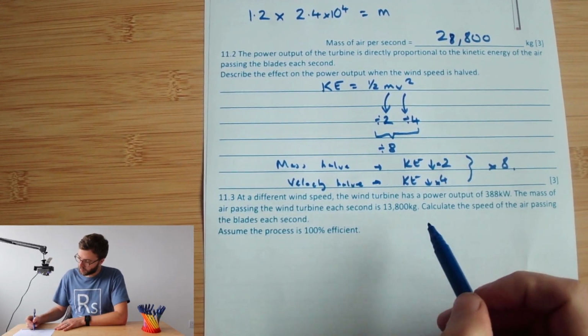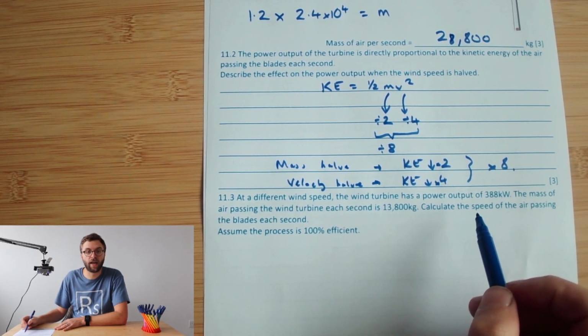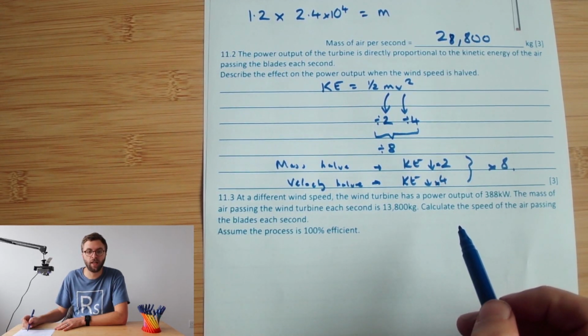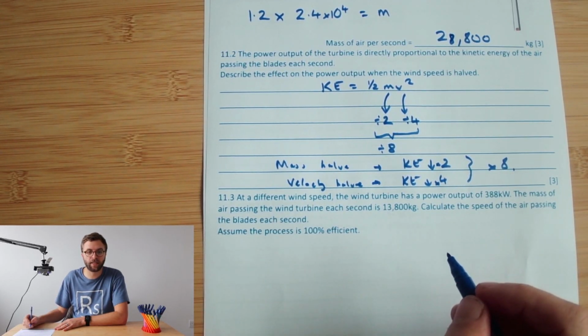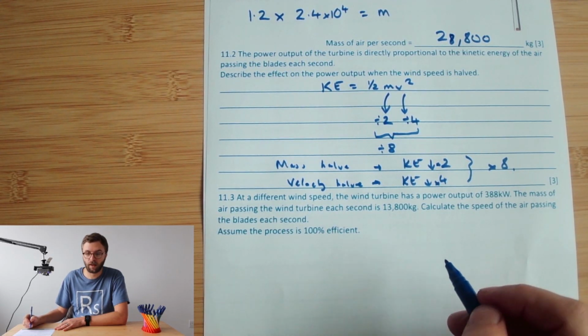At a different wind speed, the wind turbine has a power of 388 kilowatts. The mass of air passing the wind turbine each second is 13,800 kilograms. Calculate the speed of the air passing the blades each second. We're going to assume that the process is 100% efficient.